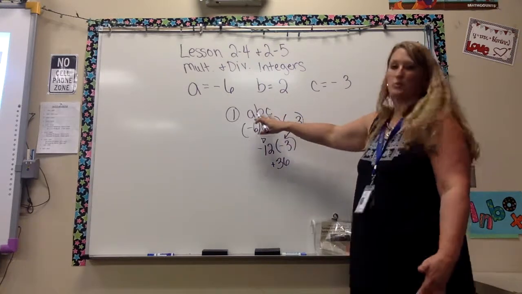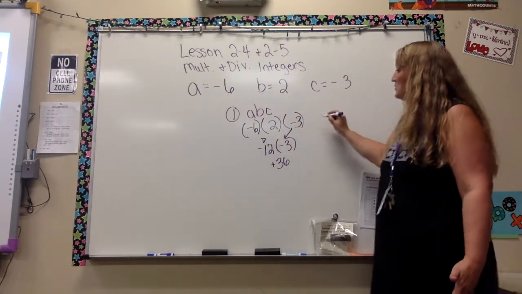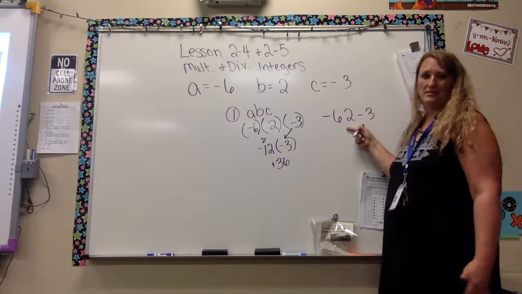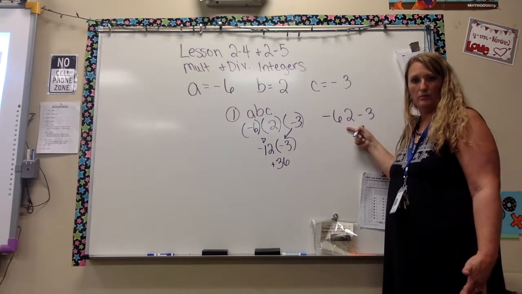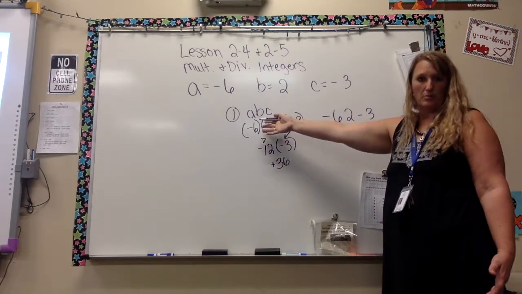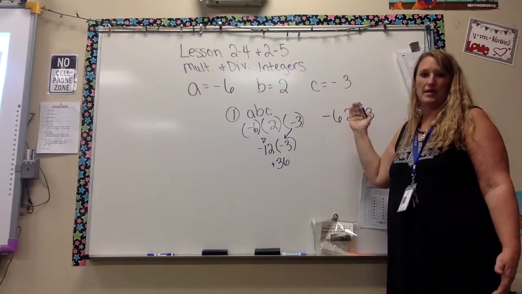Be very careful because without the parentheses, this would have looked like this. And that's not at all the right problem. We're not subtracting 2 from -6 and then -3. This is a multiplication problem. So do you see the difference in how it could look?